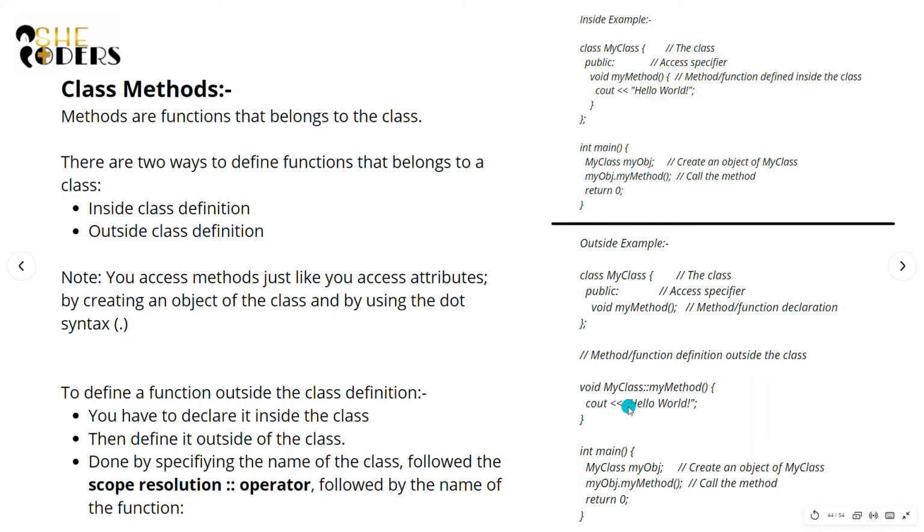Like here, as I have mentioned, you have to declare it inside the class and define it outside the class, and that is done by using the scope resolution operator followed by the name of the function. So here I need to write my class, because it is a function of my class, then the scope resolution operator and then the name of the function. The definition is obviously the same, because whether you define it outside the class or inside the class, it will be the same my method function.